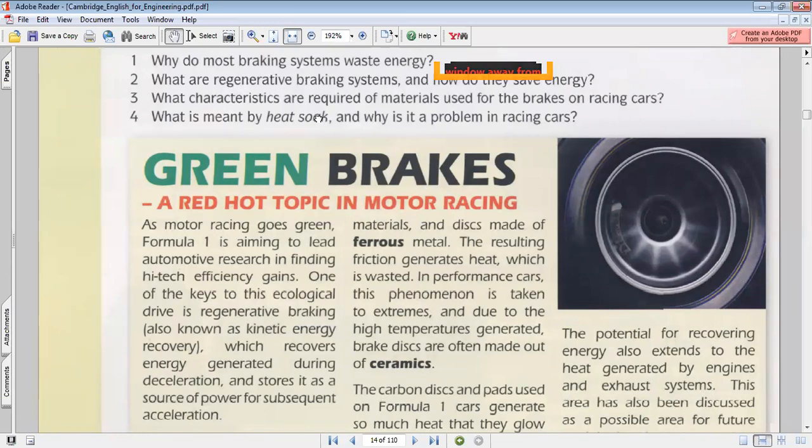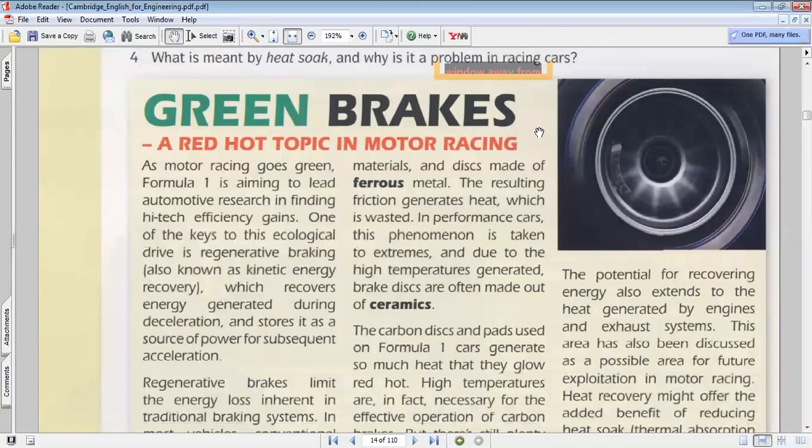Yeah, the word soak means absorb. And why is it a problem in racing cars? As I told you, the answers are there on page 97. Didn't I tell you that the answers are there? Heat from the engine being absorbed by the chassis, which can damage sensitive parts such as electronic components and plastic parts. Yes, we said plastic materials exposed to heat melt and might cause a problem in the car.